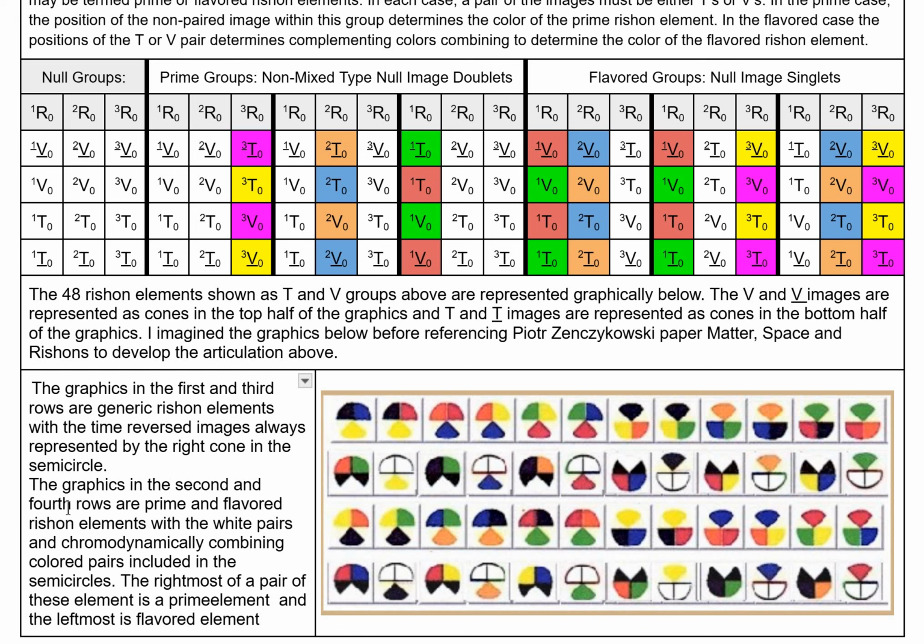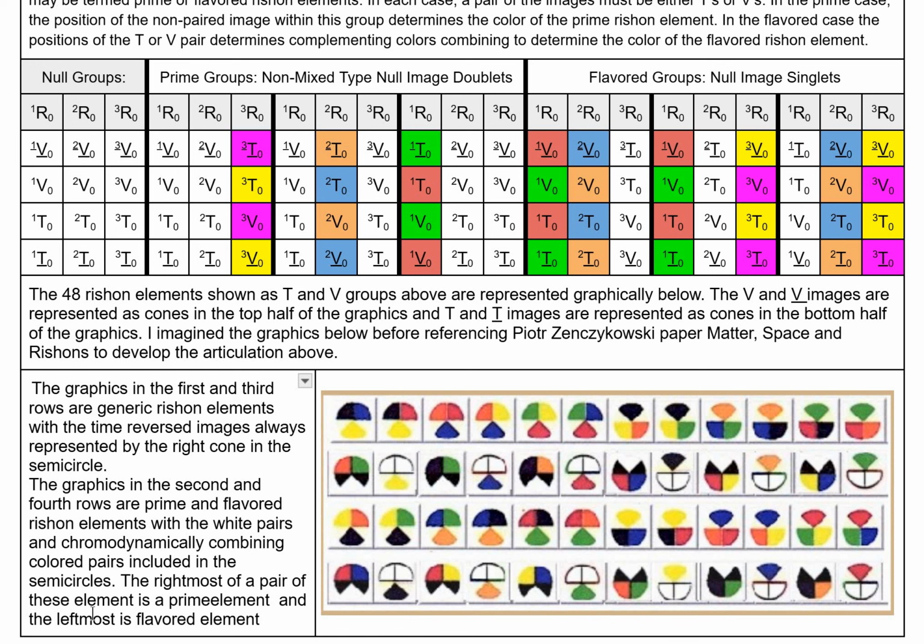The graphics in the second and fourth row are prime and flavored Rishon elements, with the white pairs and chromodynamically combining colored pairs included in the semicircles. So you can see here's a semicircle. We have the chromodynamically combining pairs and the white pairs. And here we have the same, chromodynamically combining pairs and the white pairs included in the semicircle.